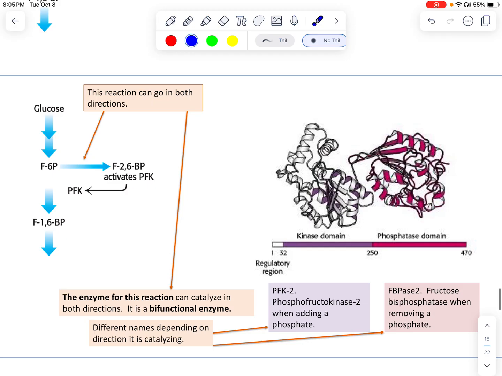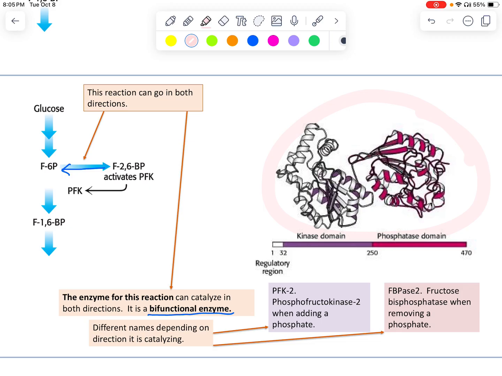So when we look at this, we only are showing this reaction in one direction, but really this can go in both directions. And this is just an interesting enzyme because the enzyme for that reaction can catalyze in both directions, which means it's called a bifunctional enzyme. And it has different names depending on the direction it's catalyzing. So when you look at this, it has one single polypeptide chain. Okay, this enzyme is one single polypeptide chain, so no quaternary structure.